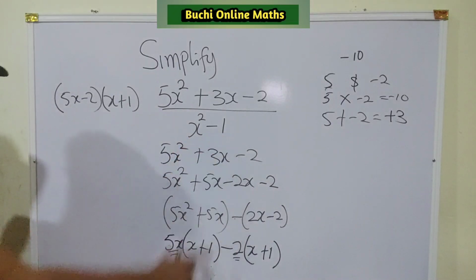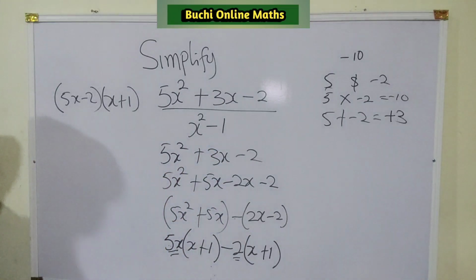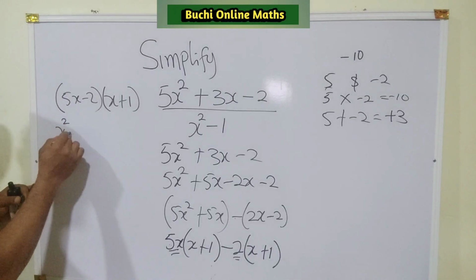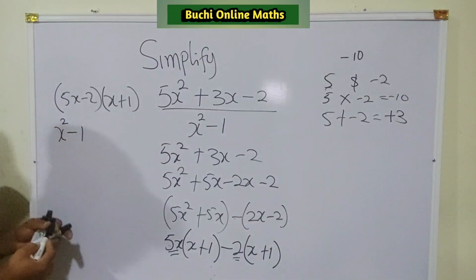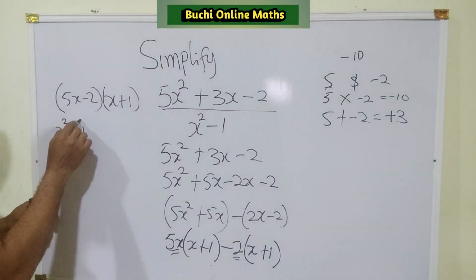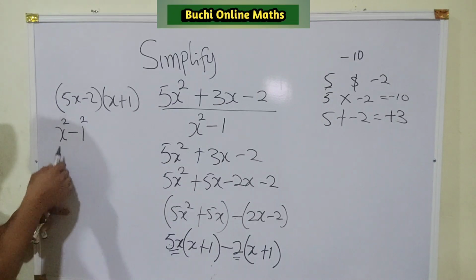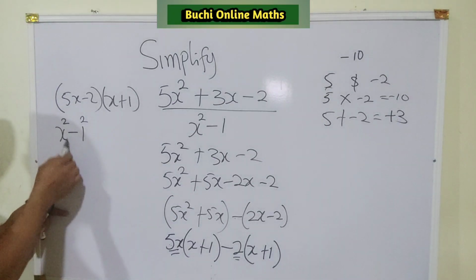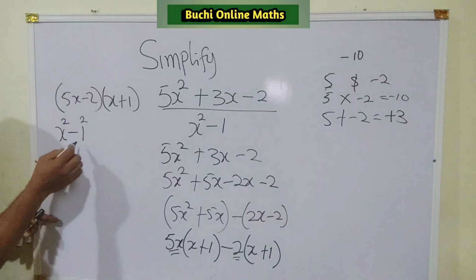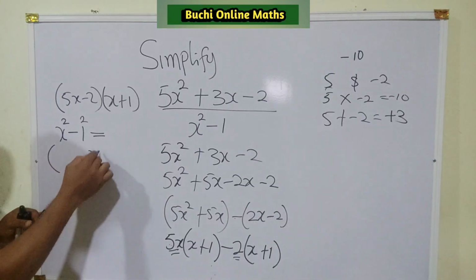Now let's simplify x² − 1, which is the denominator. I told you earlier that x² − 1 is a perfect square. Why is it a perfect square? It's a perfect square because we can simply square 1, and you know that 1 squared is the same thing as 1, so nothing has changed. x² − 1² is a perfect square. If you want to expand this perfect square, just open two brackets.